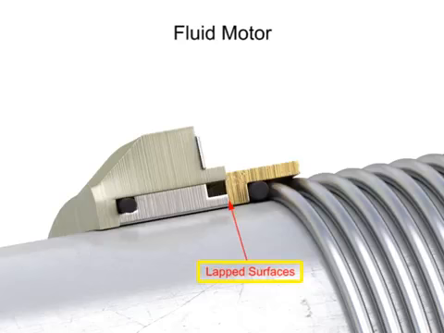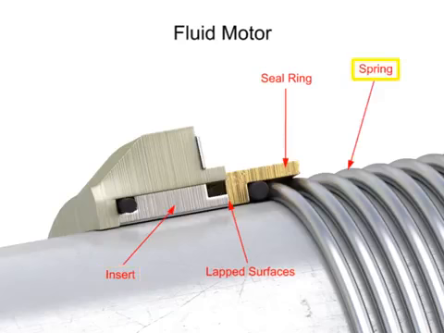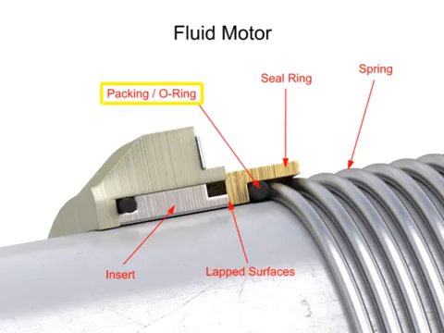A rotating surface, called a seal ring and typically made out of bronze or graphite, is pressed against a stationary surface called an insert, which is typically made out of steel. A spring ensures that the seal ring presses tightly against the insert. A packing, or O-ring, ensures there is no leakage between the spring and seal ring. Internal hydraulic pressure ensures the two surfaces are held in tight contact, but even this method is not leak-tight, and weepage is a common occurrence. Additionally, the lapped surfaces are sensitive to contaminants in the oil, which are abrasive and cause leakage to increase.